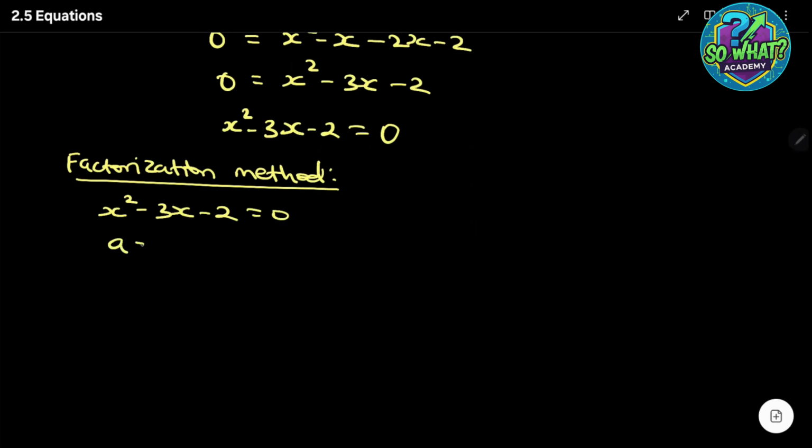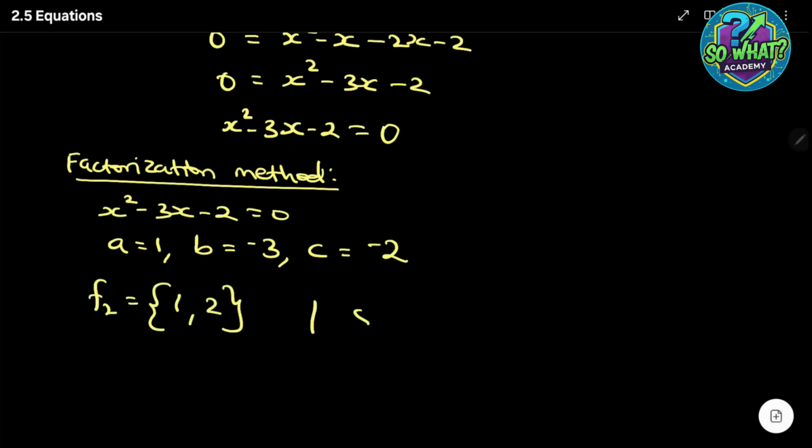And you remember, what is a? A is the coefficient of x squared, which is 1. What's b? Coefficient of x, which is negative 3. What is c? It's the last constant value, which is negative 2. So we need factors of 2, which is basically 1 and 2, meaning the numbers are 1 and 2. So from this, what is our sum? Our sum is negative 3, and our product is 1 times negative 2, which is negative 2. That's why I looked for factors of negative 2.